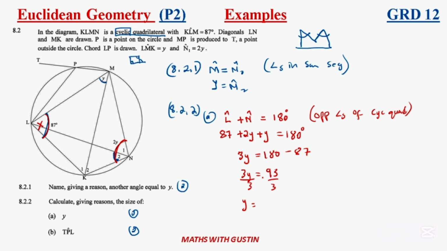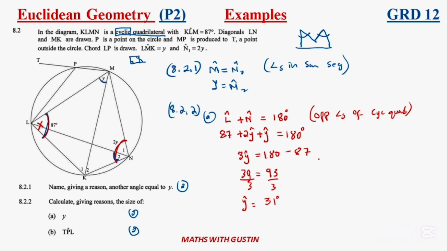Y is therefore going to be equal to, remember y is an angle, so y is going to give us 31 degrees. Great stuff. So let's not forget here, y is an angle. It's not just a variable. So this would be how you would calculate y.